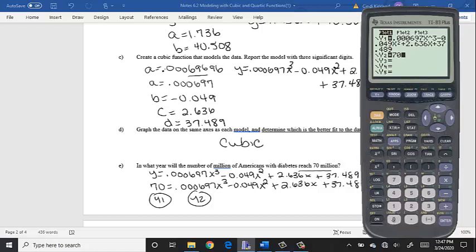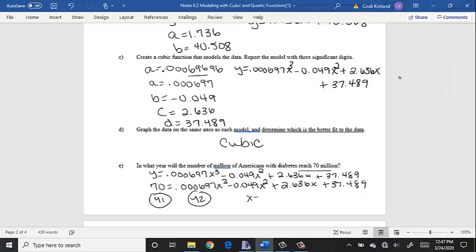Okay, so to solve this, we're going to do an intersection. So if you recall, we're going to go up here to the top above trace. We're going to do the calc. We're going to do 5 for intersect. And we're going to hit enter 3 times. So our intersection is 16.015. That rounds to 16.